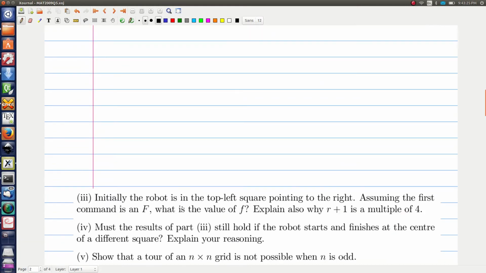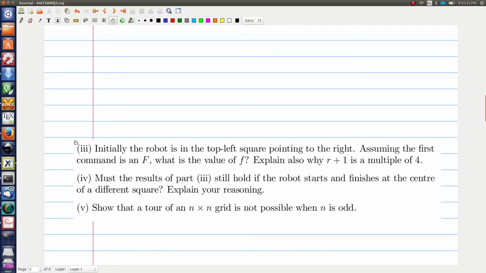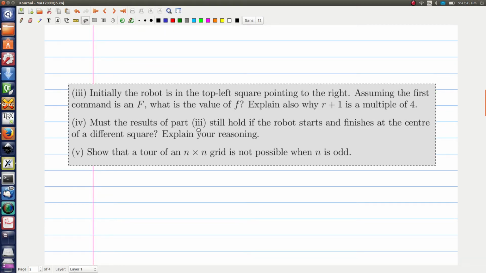Now what's the question? The question is, initially the robot is in the top left square. Before I go on, let me just move this. Perhaps I just do a select tool here. There we go. Let's move that up.